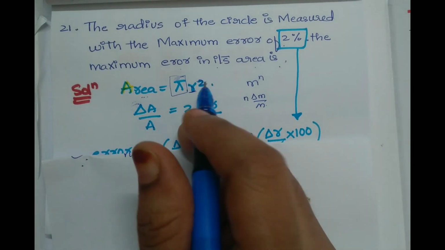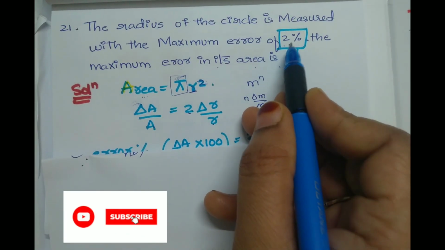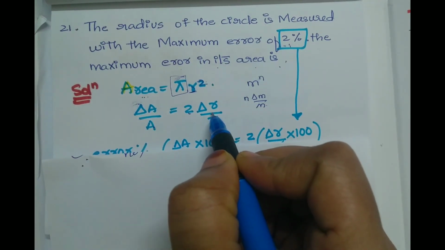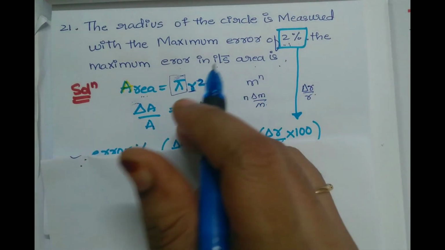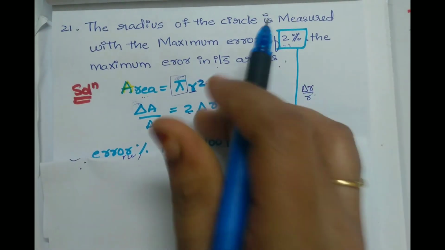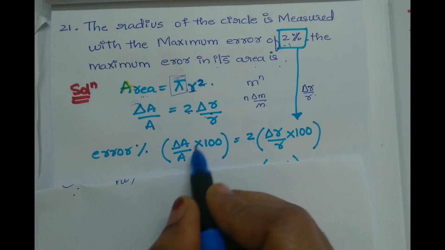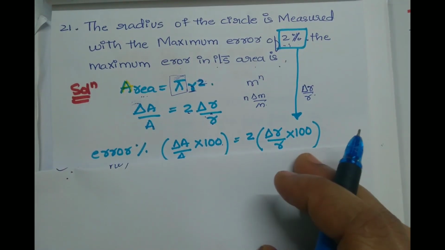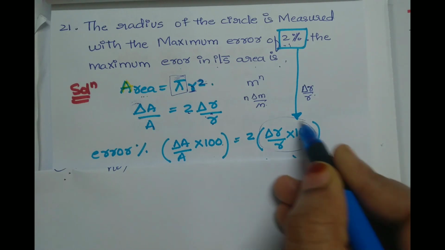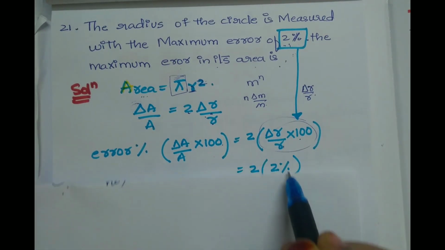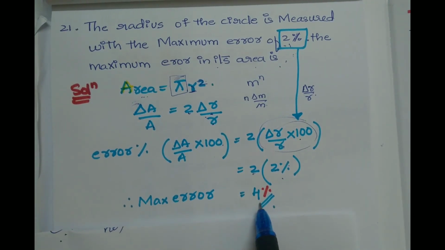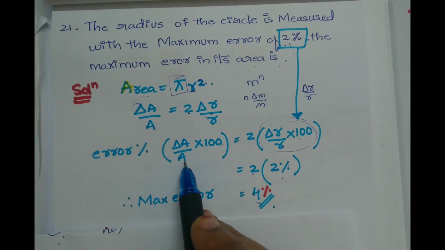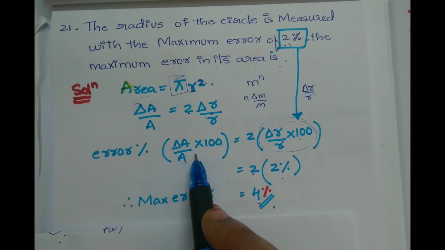So next, they have given you 2%. What is this 2%? This is the maximum error in case of radius. So they have given you the delta r by r value. You need to substitute here. Since they have given it in terms of percentage, you need to multiply on both sides by 100. So this whole value is given to you, that is 2%. It will be 2 2s are 4%. So 4% is the maximum error in case of area. You found out the maximum error in its area.